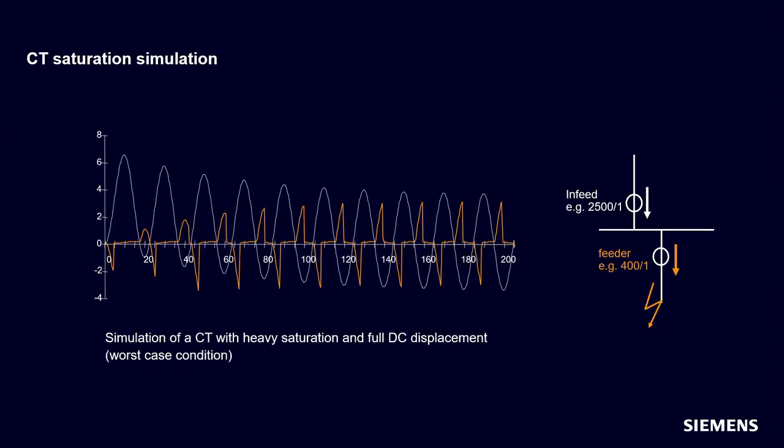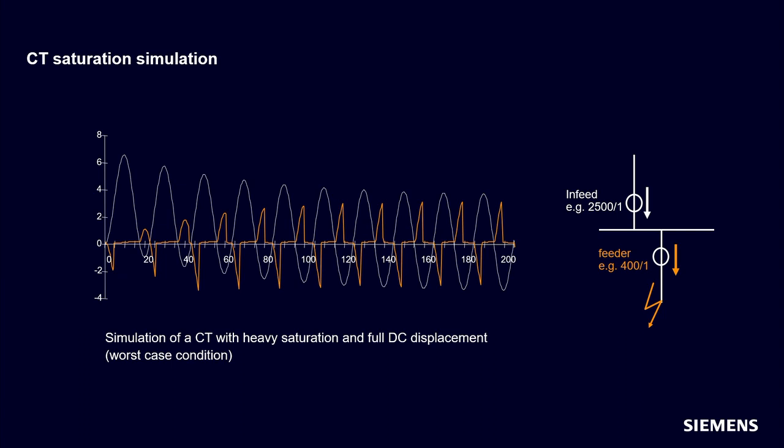Now it becomes a little bit, now to the end, our examples get more and more complicated. You remember this example with a strong in-feed, 2500 amps to 1, and the small outgoing feeder with a small CT, 400 amps to 1 amp. We have an external fault with CT saturation after 60 degrees, after around about 3 milliseconds.